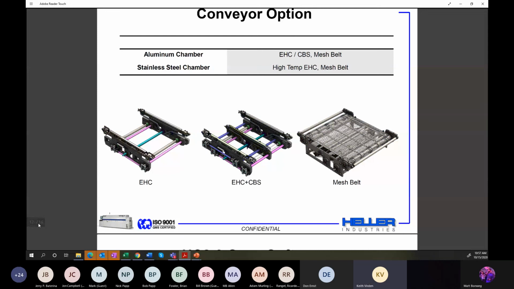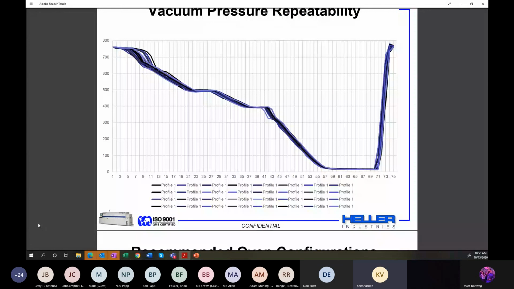Yeah. As far as edge hold conveyor, you can do it with either just a standard edge hold. Some customers still need the center board support, so the edge hold or center board support. And then if you're doing stuff like wafers and bumping, some customers just require a mesh belt only. You can go to the next one. You can go to the next one, Matt.